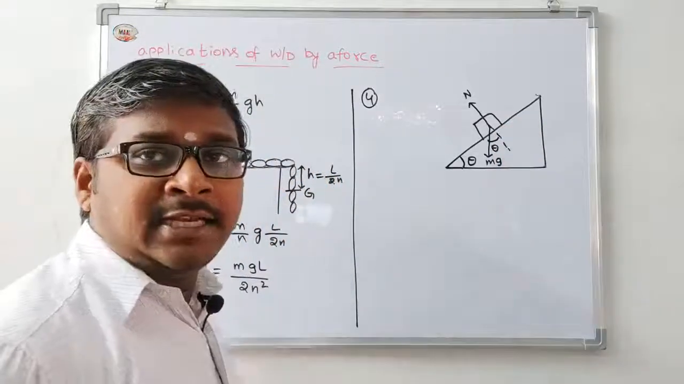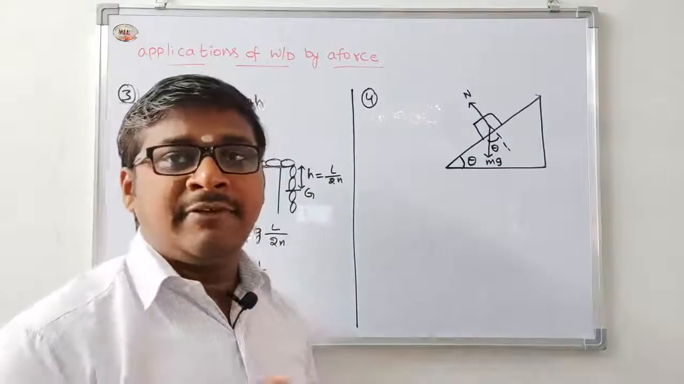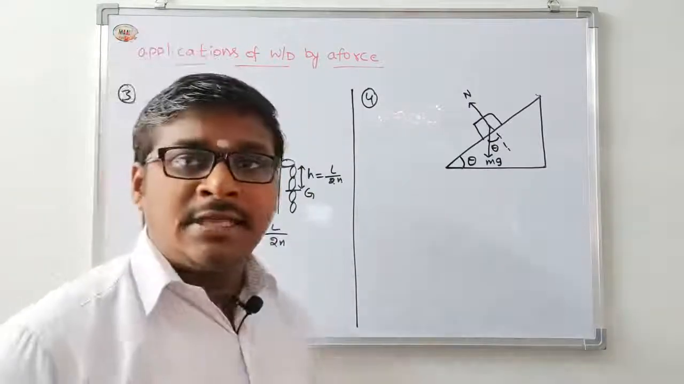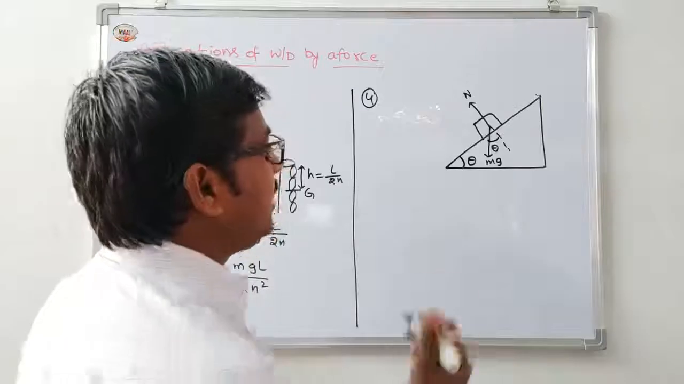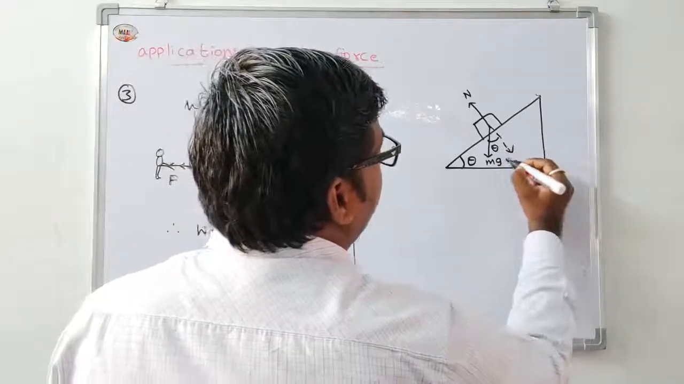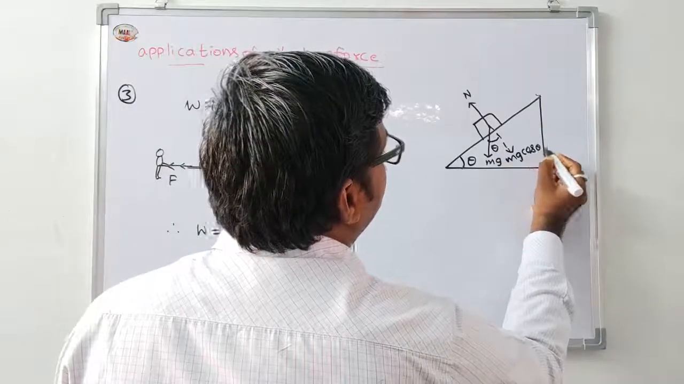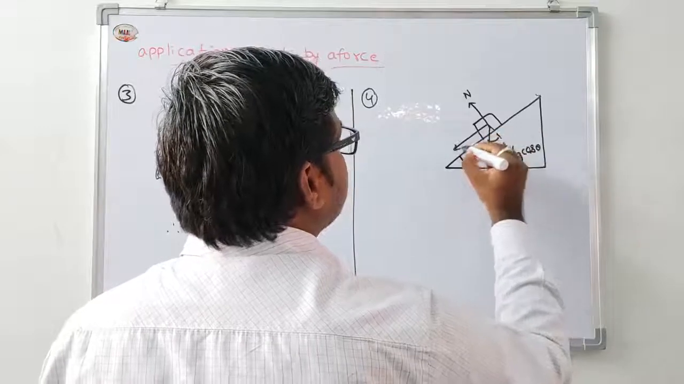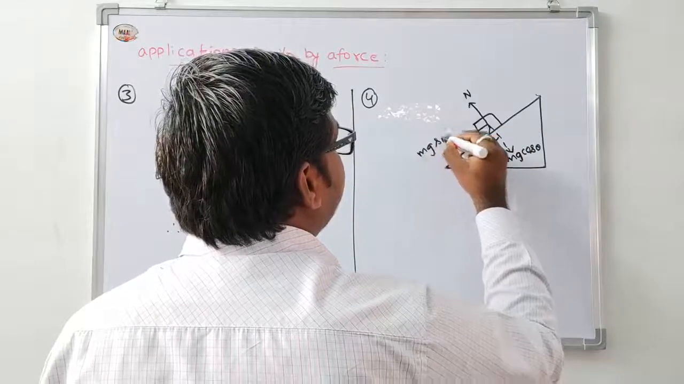The weight is resolved into two components, first the component along the plane and second the component perpendicular to it: mg cos theta, and mg sin theta.